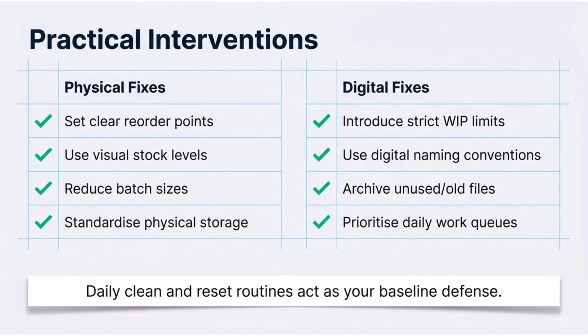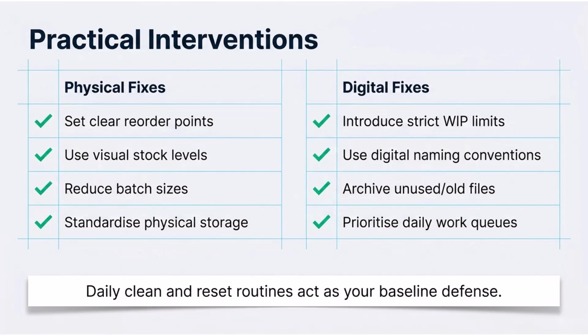So on the physical side, we set clear reorder points, making sure we understand exactly when to order things. We have visual stock levels, so you can see when things are running low. We reduce our batch sizes, so we're ordering more frequently in smaller quantities rather than large orders of materials. In certain engineering environments I've worked in the past, inventory was a huge KPI that we used to monitor all of the time because so much money would be tied up in the material. And we can also standardize physical storage. Again, a great way to actually have really solid visual management is to be able to see what's being stored.